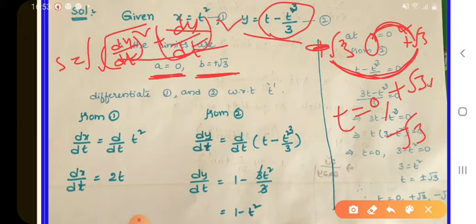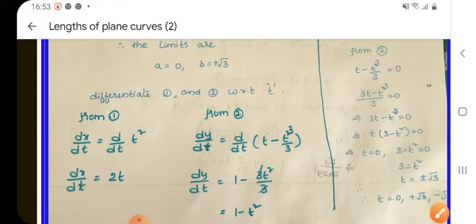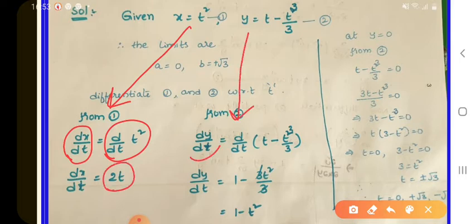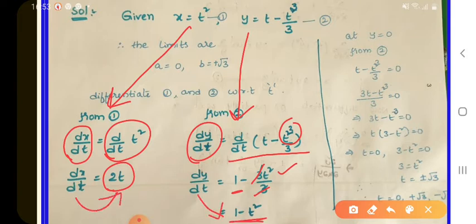So I find dx by dt and dy by dt. First I differentiate x equals t square with respect to t. So dx by dt equals d by dt of t square, which is 2t. And I differentiate y with respect to t. So dy by dt equals d by dt of t minus t cube by 3. What is the differentiation of t with respect to t? 1, minus the differentiation of t cube, which is 3t square by 3. The 3 cancels away. So 1 minus t square is the dy by dt value and dx by dt value is 2t.